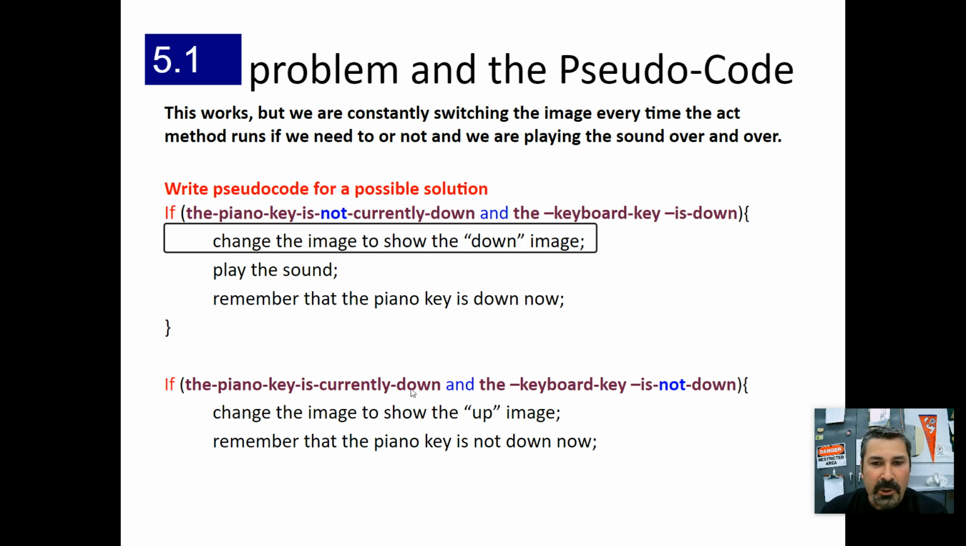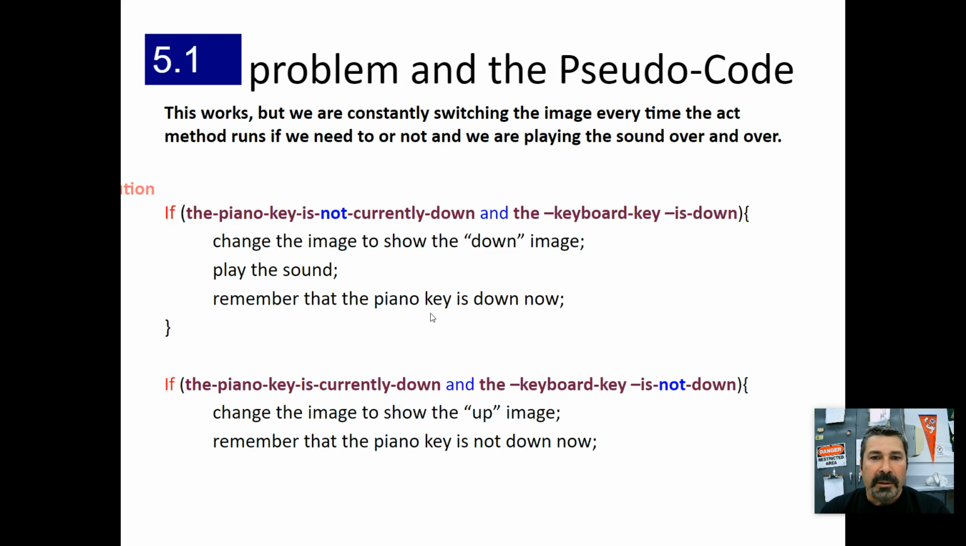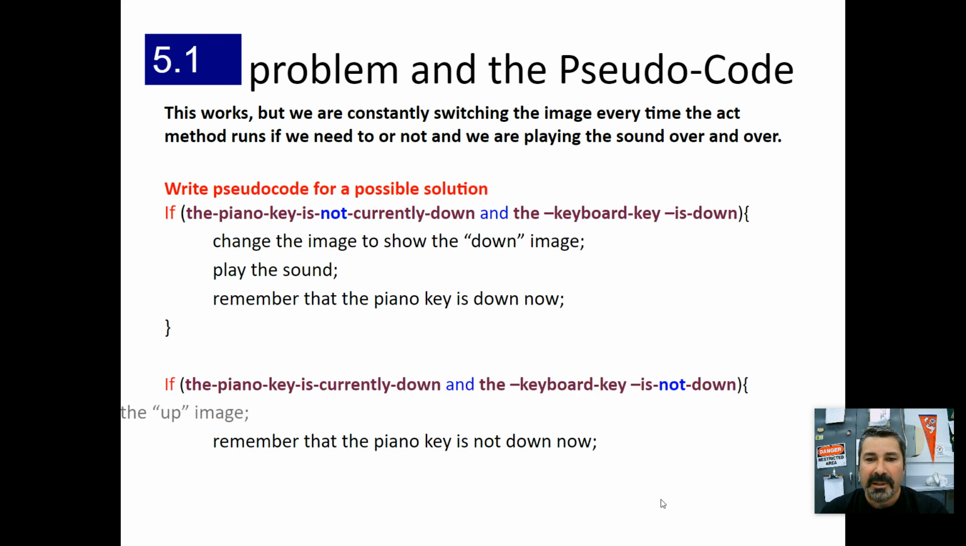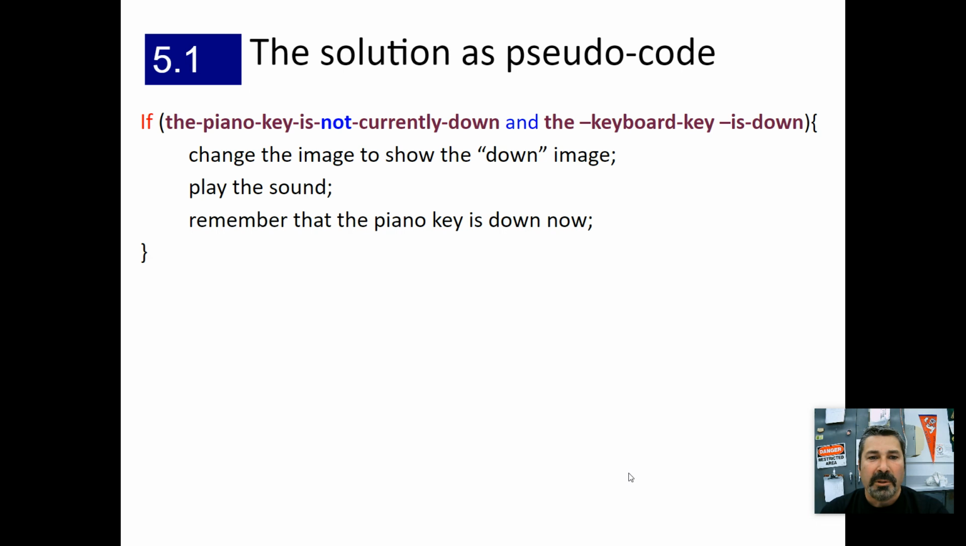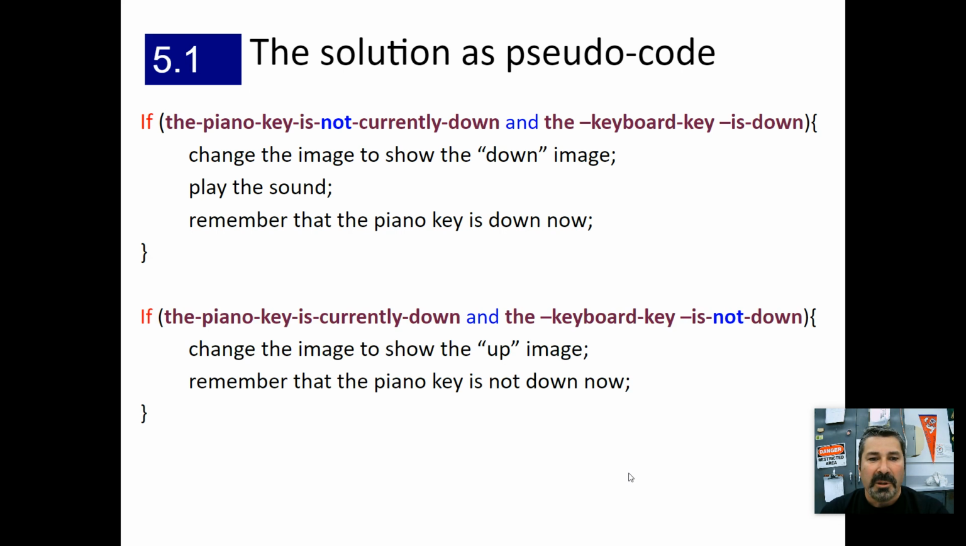If the piano key is currently down and the keyboard key is not down, switch it to the up image, and then remember that the piano key is not down anymore, okay? So that's what represents our Boolean instance variable is down. So write that down in your notes if you need to, and let's finish up. I made it bigger so that you could see it, if you needed it to be bigger.